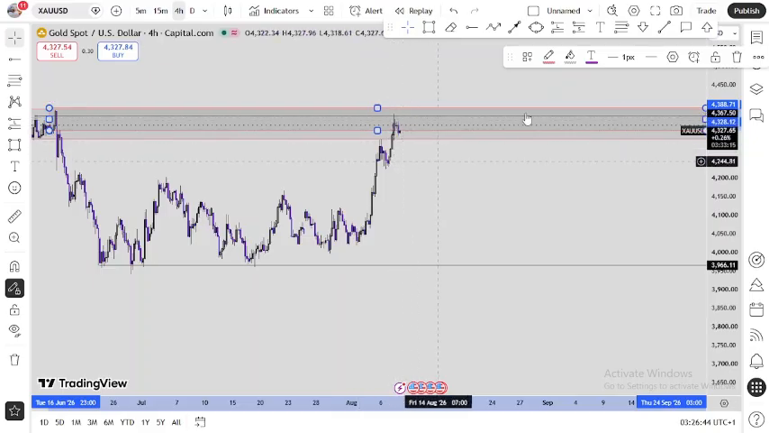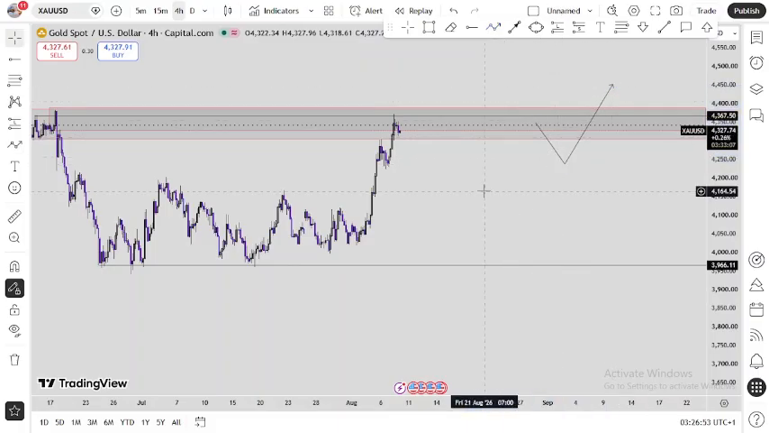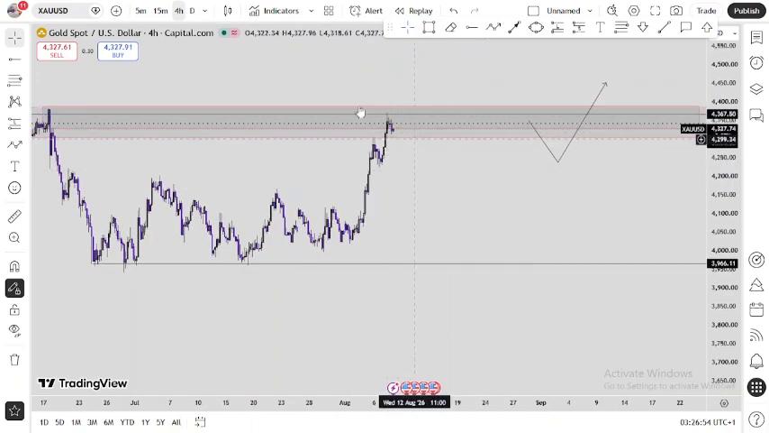So you could pull back down to say this area here before markets continue back up. But as for now, this is not the place to be looking for buys on gold right now.